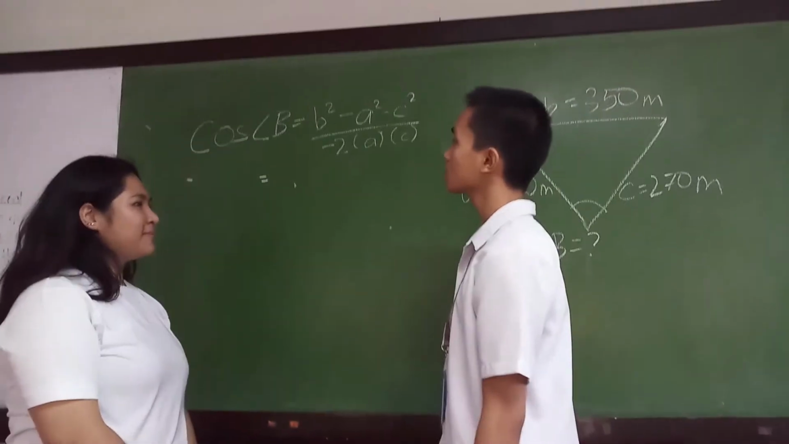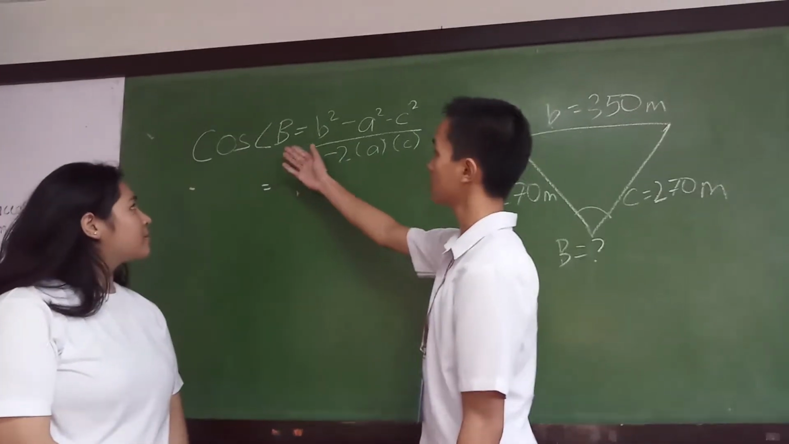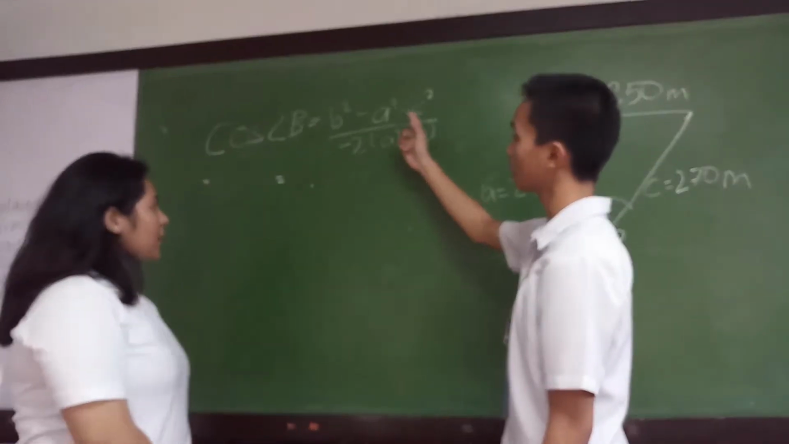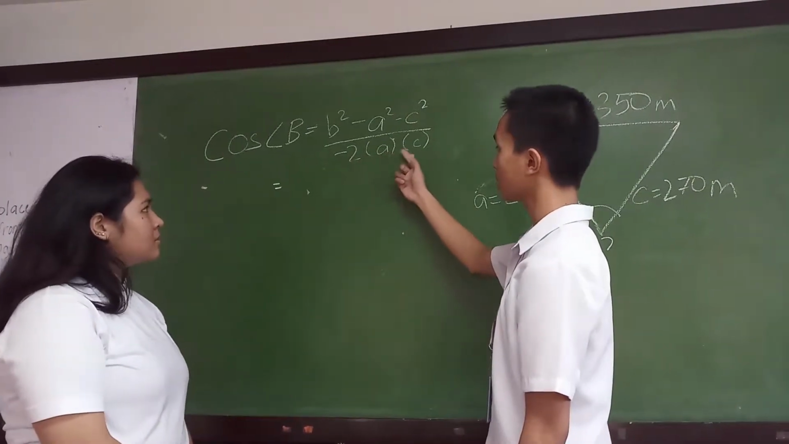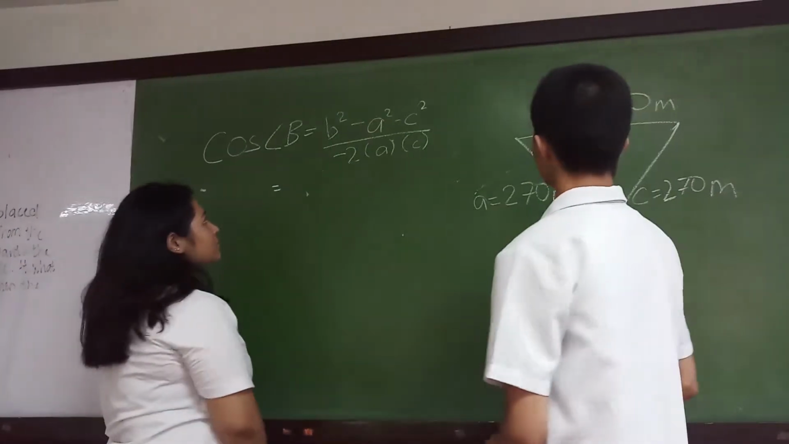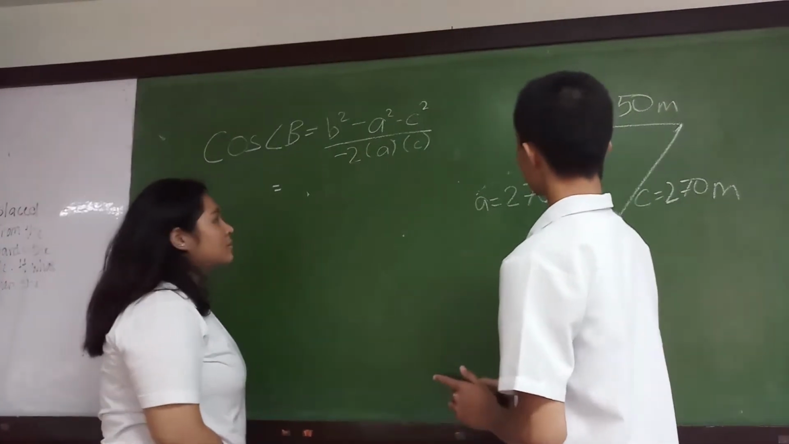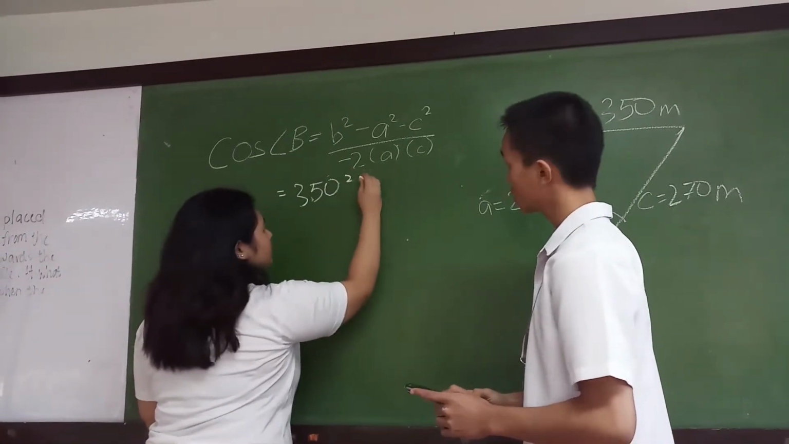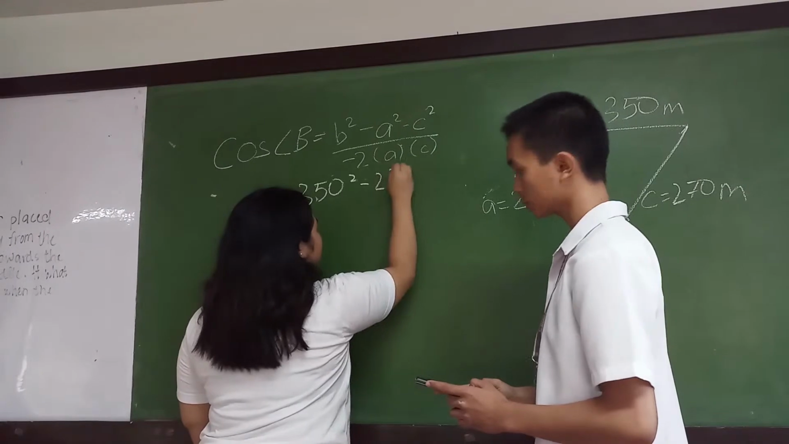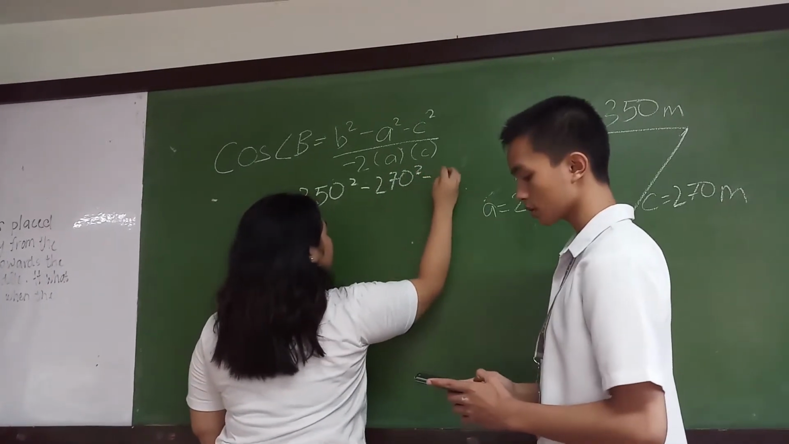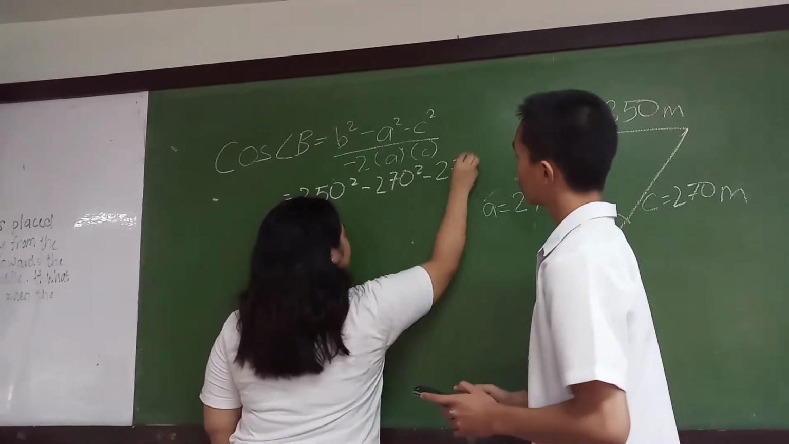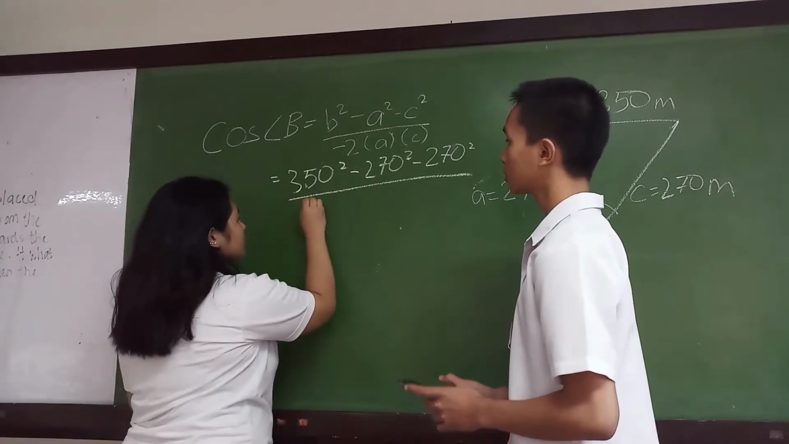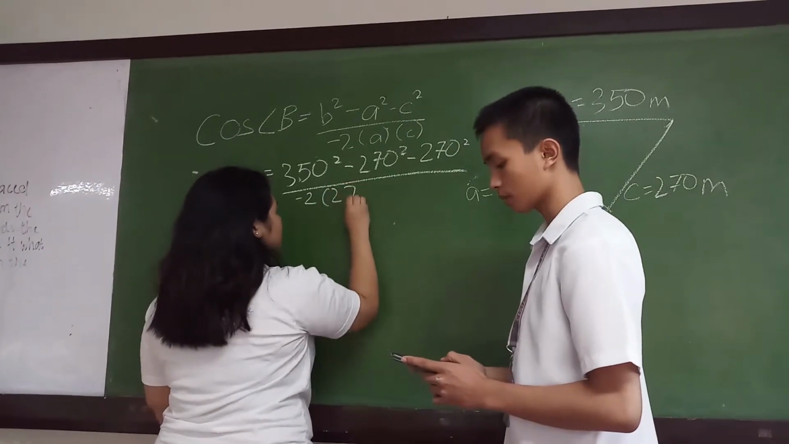So the formula in our solution is cosine angle B equals B squared minus A squared minus C squared over negative 2 times A times C. So, where B is 350 squared minus 270 squared minus 270 squared over negative 2 times 270 times 270.